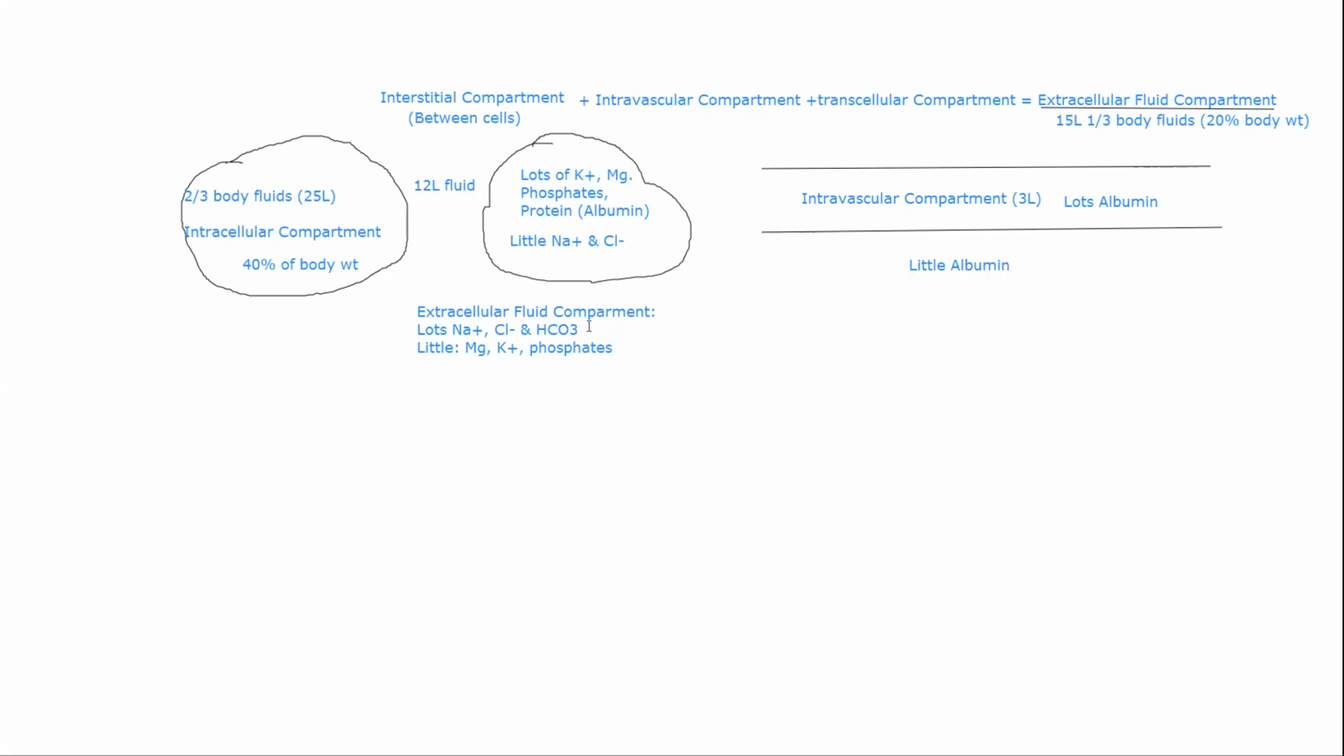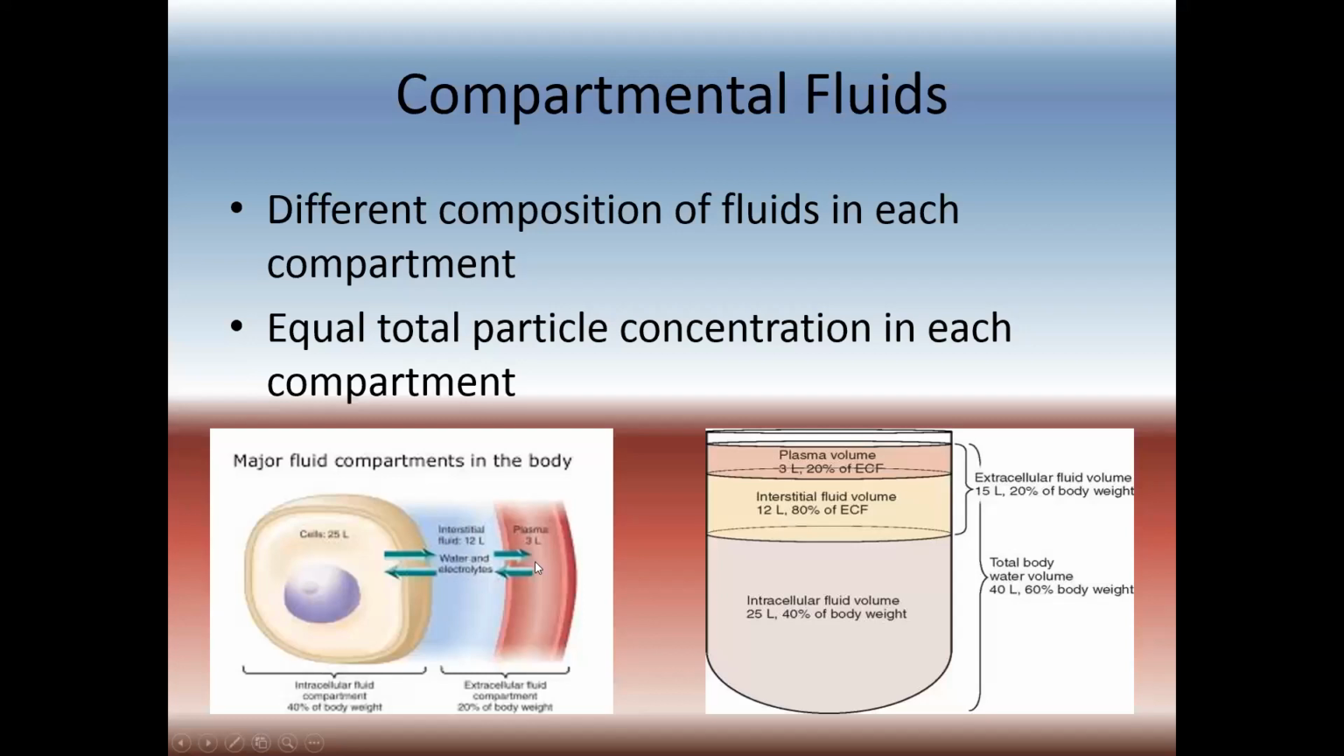Okay, so like we said in the previous slide, each compartment is going to have a different composition of fluids, but the total particle concentration of each compartment is the same. And what happens is that the fluids are constantly moving in between the compartments. It's not stagnant. It's constantly moving in and out of the different compartments. But we maintain the same particle concentrations, but the composition inside of each compartment is going to be different.